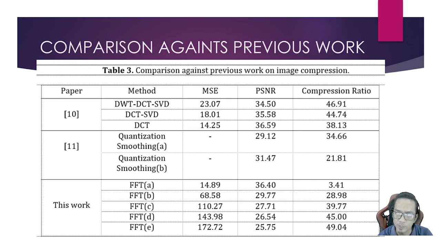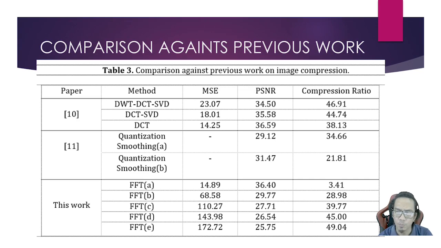Paper 10 proposed 3 different lossy compression algorithms on one single image, where the size used is 4 to 5 times 318 pixels. In the experiment, the DCT method has the lowest compression ratio at 38.13, and the mean square error is 14.25. These 3 methods were using multiple threshold values in the proposed technique.